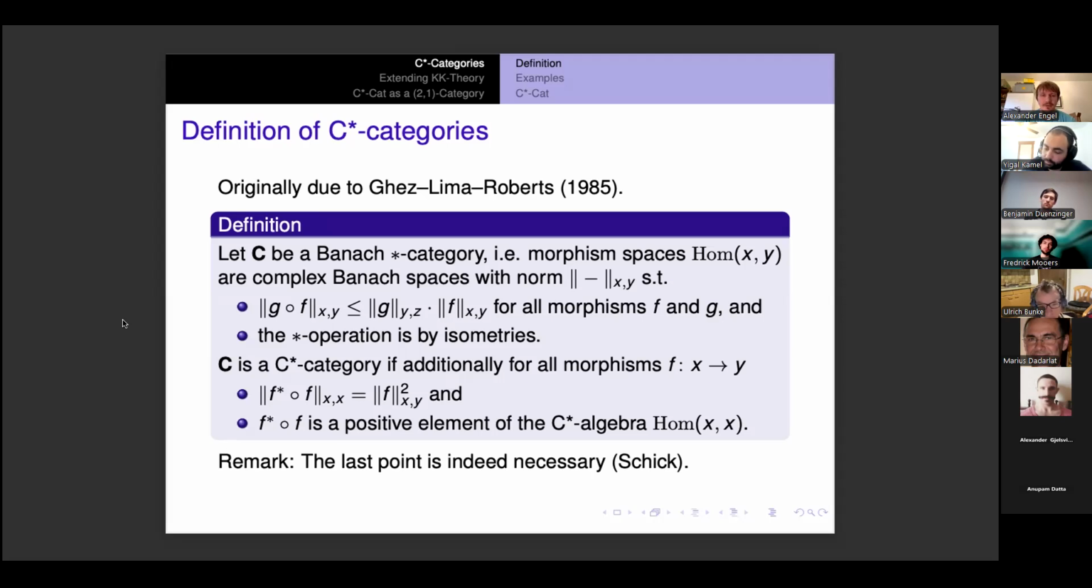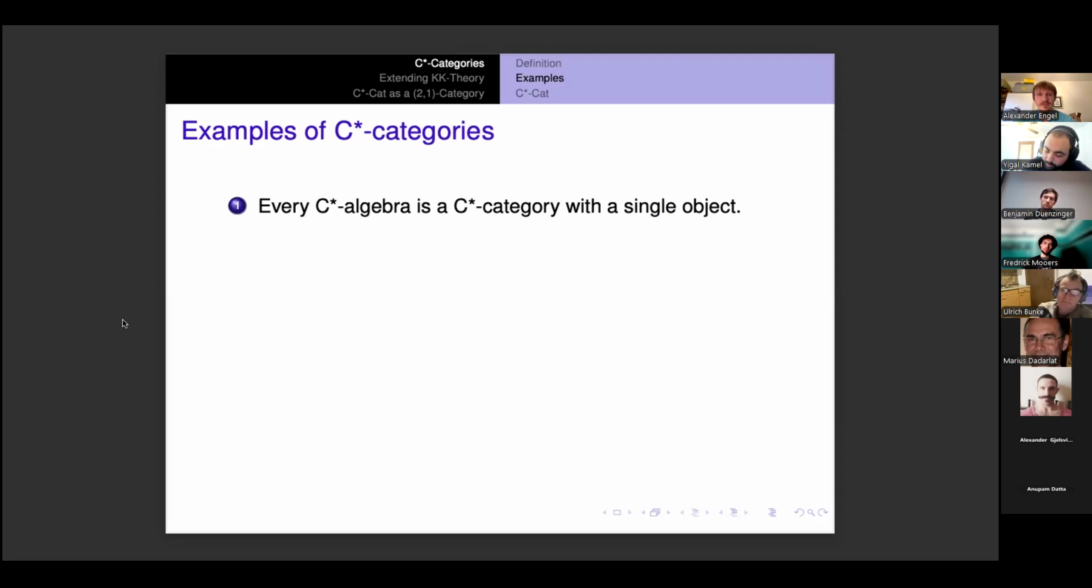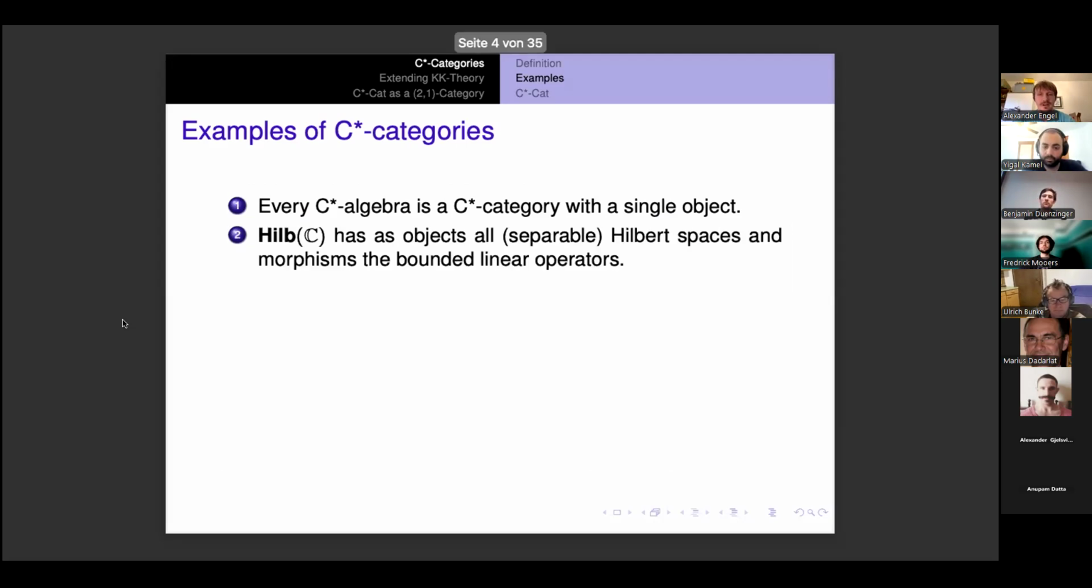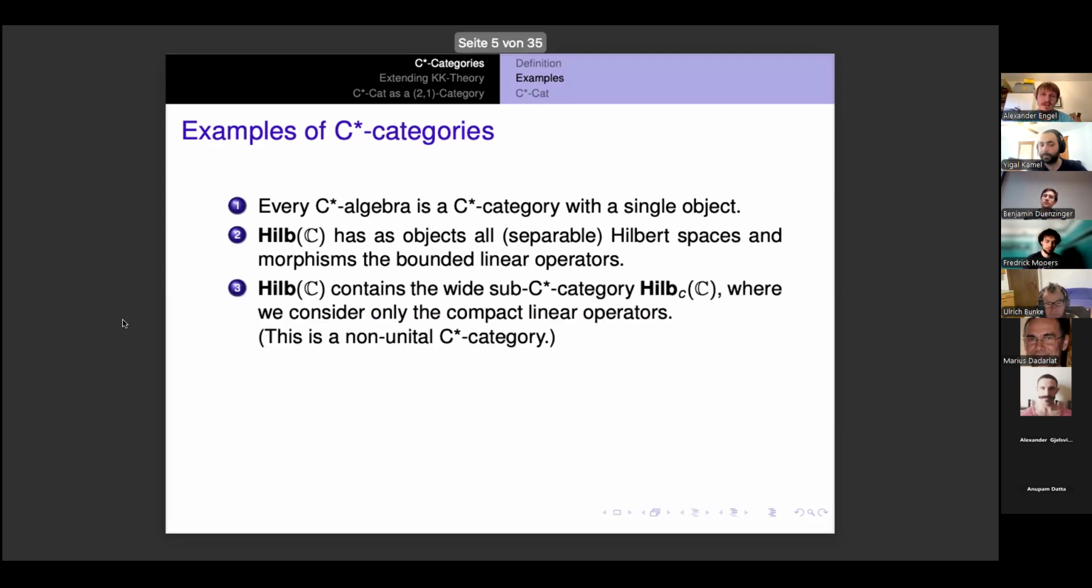And of course, the main example or the most basic example is that every C-star algebra is a C-star category just with a single object, where the morphism space of this object is just a C-star algebra. Now, other basic examples are, for example, where you use as objects all Hilbert spaces, maybe with a size restriction. And for the morphism spaces, you just take all the bounded linear operators between the 2 Hilbert spaces. Another example is the same set of objects, so Hilbert spaces, but now you only look at compact linear operators for the morphisms. That's actually a wide sub-C-star category of the previous one.